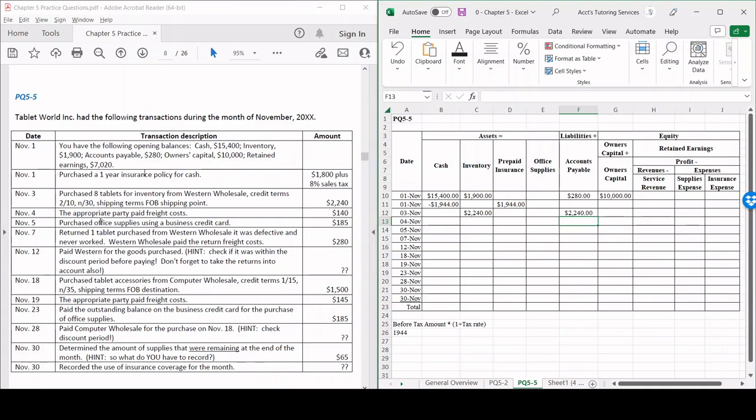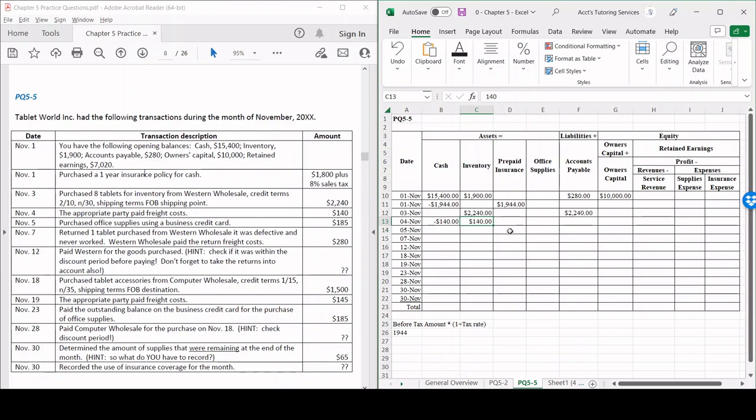Now, November 4th, the appropriate party pays for freight costs. We've already talked about this. Since we're the buyer and it is FOB shipping point, we're going to pay for it, and we're paying with cash. So negative 140 cash. And remember, whenever we pay for transportation of the original purchase, that increases inventory directly. As a reminder, if we return something and we pay for transportation, that constitutes an expense.